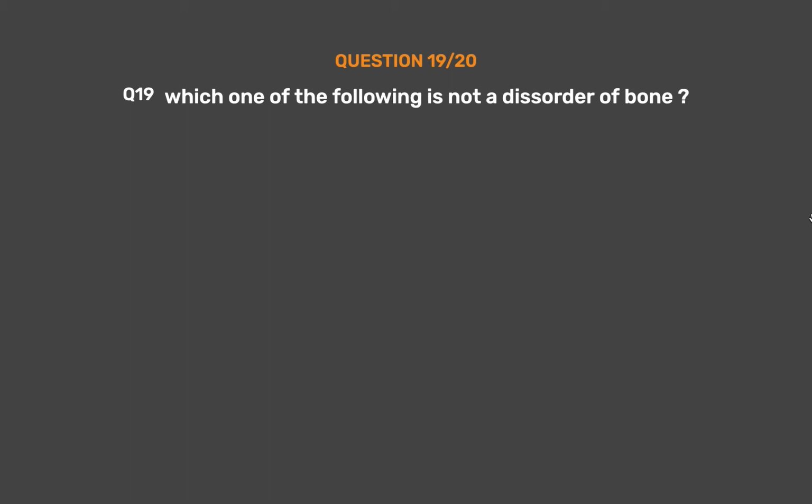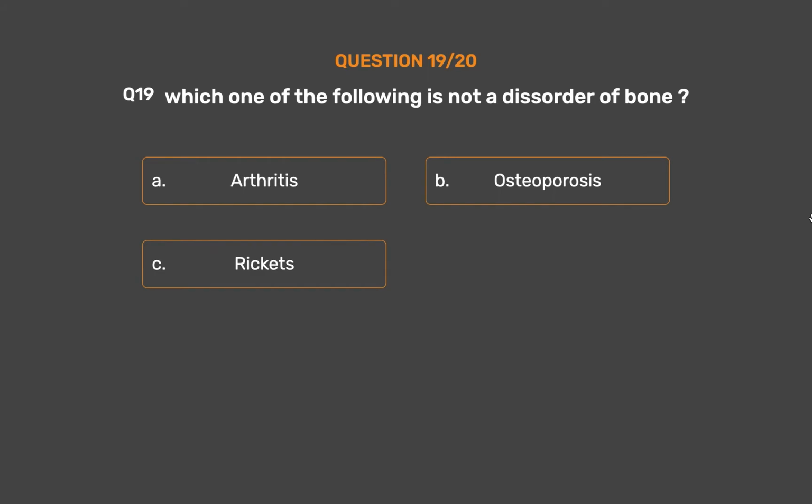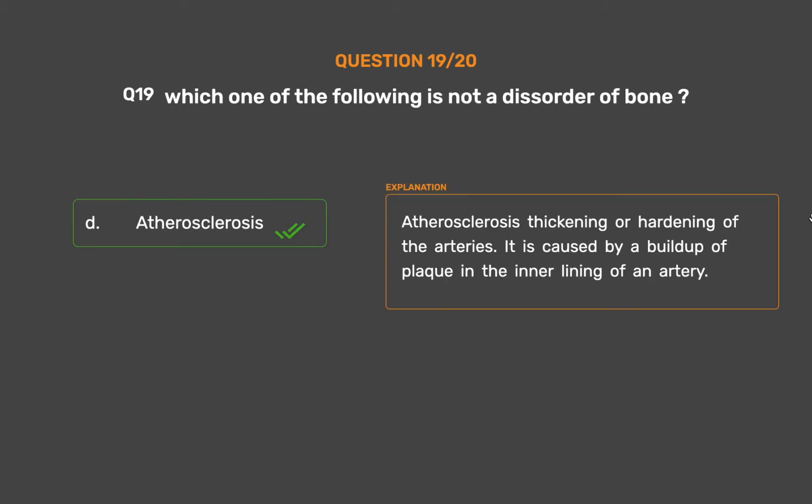Question number 19. Which one of the following is not a disorder of bone? Option A, arthritis. Option B, osteoporosis. Option C, rickets. Option D, atherosclerosis. The correct answer is option D, atherosclerosis. Atherosclerosis is the thickening or hardening of the arteries. It is caused by a buildup of plaque in the inner lining of an artery.